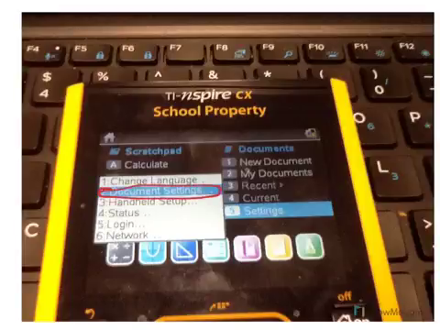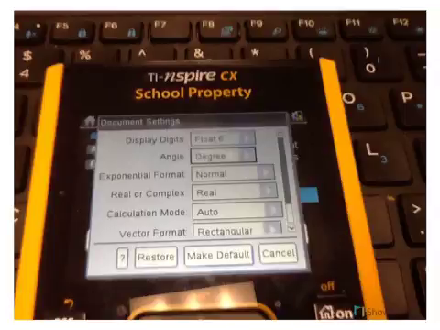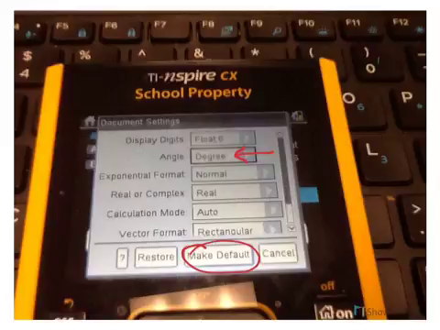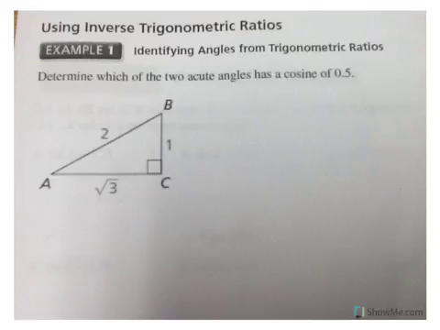When you go to the document settings, it'll look like this. You've got to go down to the angle. You need to make sure that the angle is in degrees, not radians. Then you can come over here and set it to make default, and it will set it into degrees. So you have to have it in degrees in order to do these trig functions, or you'll get all your answers wrong.